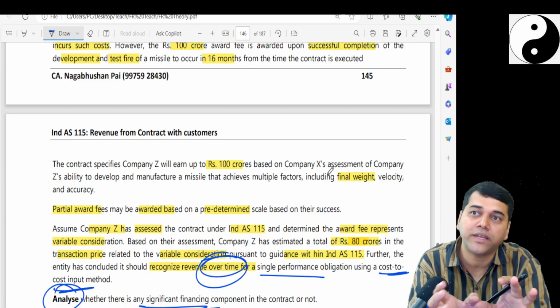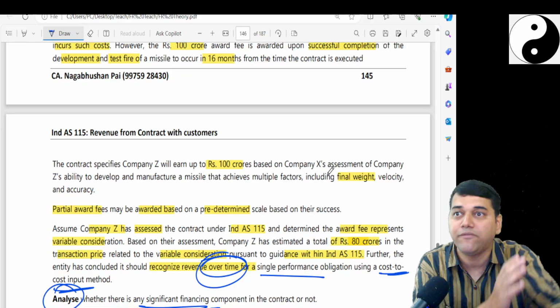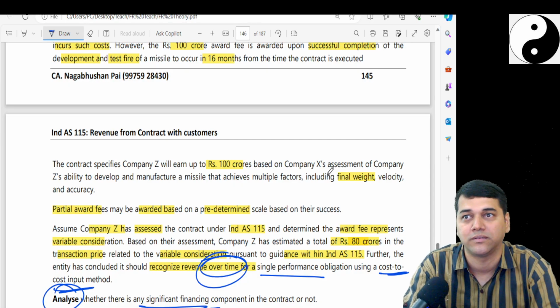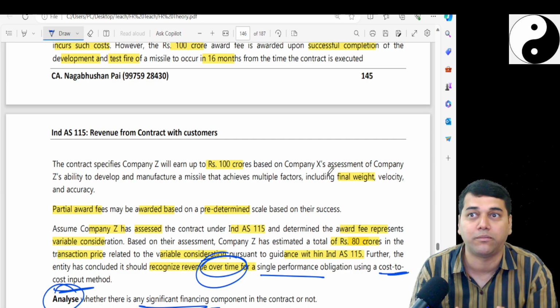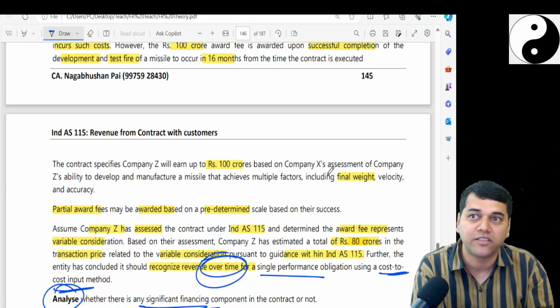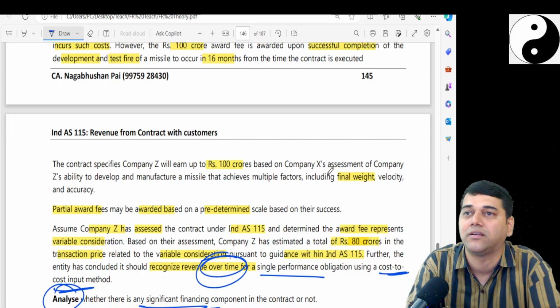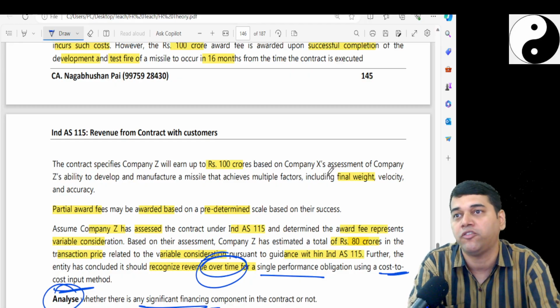That's why you should not say that because of the practical expedient and time value of money. You cannot connect time value of money to practical expedient. Practical expedient is meant for payment less than 12 months. Here, the question of financing component doesn't come at all. Why? Because the withholding is not for time value of money.